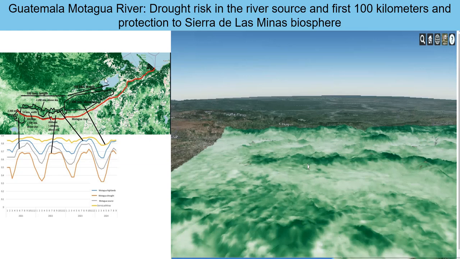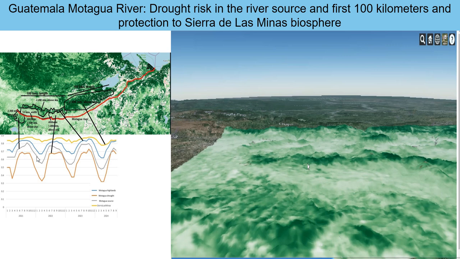Okay, so here we are going to make the Guatemala Motagua River drought risk in the river source and the first 100 kilometers and protection to Sierra de las Minas biosphere. We are going to make this research along all the flow of the river, which is the largest hydrological basin of Guatemala. First, we have the source of the river in Santa Cruz del Quiché.